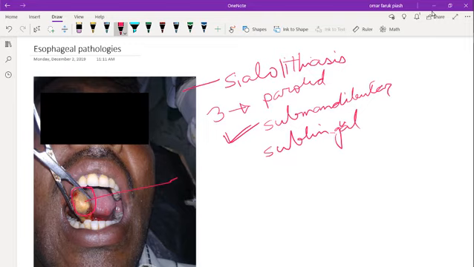Now, presentation. Sialolithiasis presents with pre and periprandial pain during swallowing in the affected gland. Can you remember a disease where there is postprandial pain?